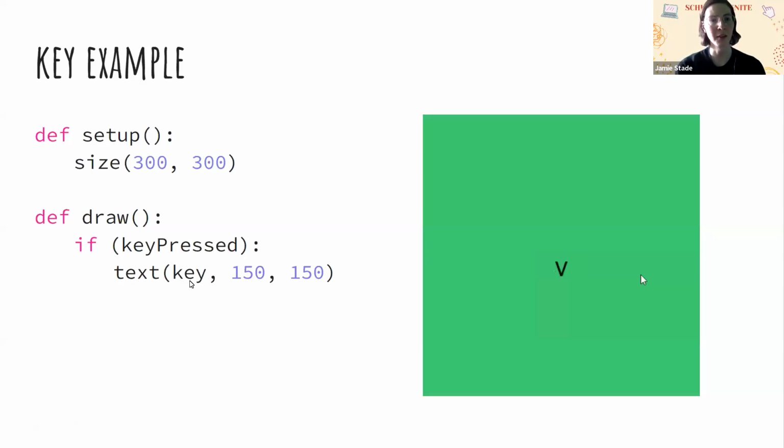So our text is, we're passing in our variable key, which, as we know, is whichever key was most recently pressed, and drawing that to the middle of the screen. So you can see it changing between a bunch of different letters. You can have Control, Space, Shift, etc. All those different keys.